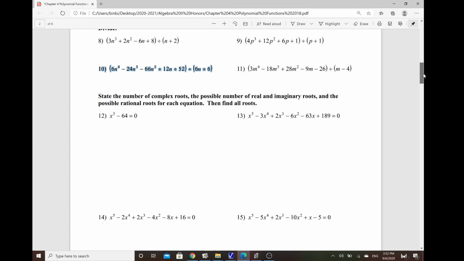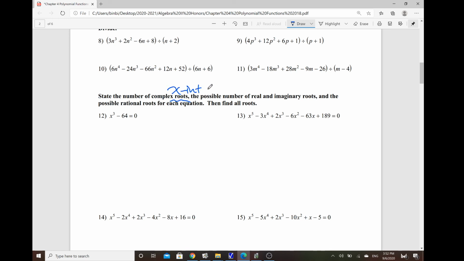So for number 12 to 15, this one you want to state the number of complex roots. Again, there's another meaning for the roots. So for algebra 1, x-intercept, that's something you learn, x-intercept.